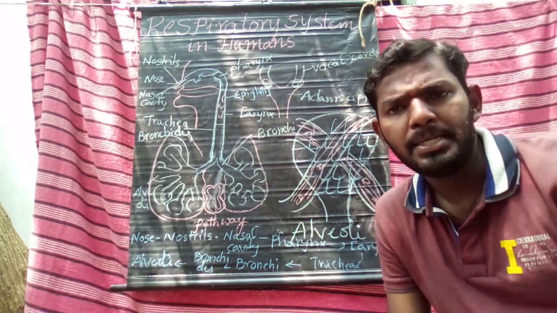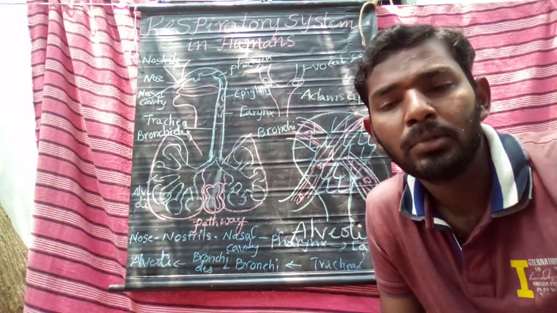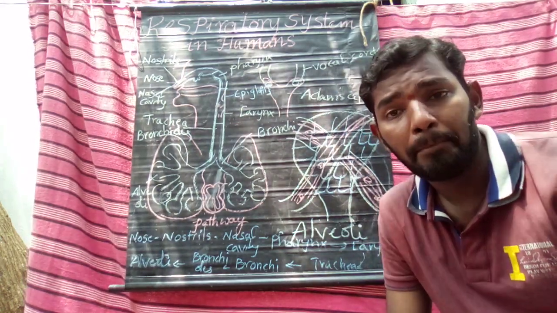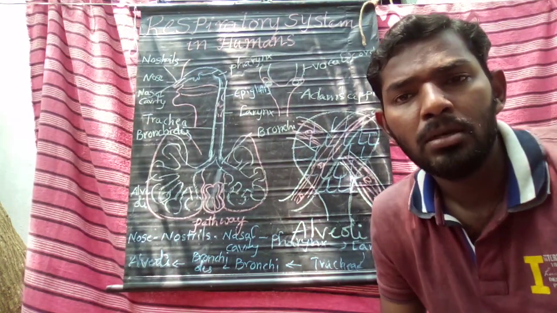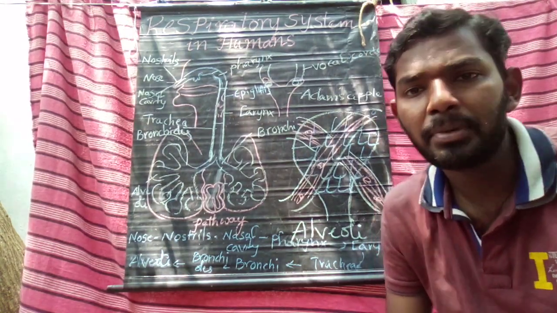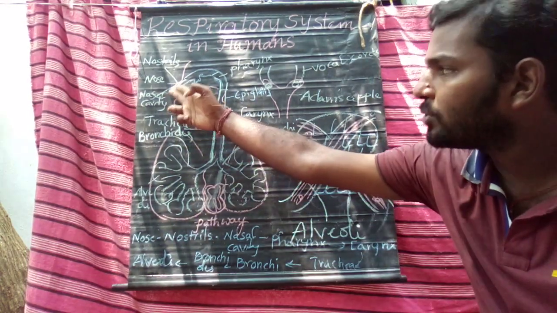So we are taking the air inside through the nose, and the nose is divided into two parts. Nostrils will be there. Understand? These nostrils are separated by one septum, which is called the nasal septum. So the nose, nostrils, and nasal septum come under the nasal cavity. So air is entering the nose.